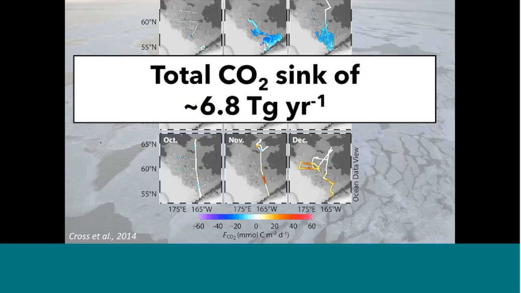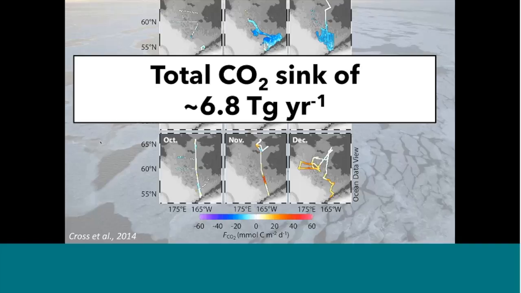But as you'll notice along the bottom row, there are some orange colors there, which means that the surface ocean is actually releasing some CO2 back into the atmosphere in fall. So as this CO2 builds up from the respiration of these big phytoplankton blooms, remineralization produces CO2 again, it effluxes into the atmosphere, and overall the Bering Sea ends up being a pretty moderate sink of CO2.